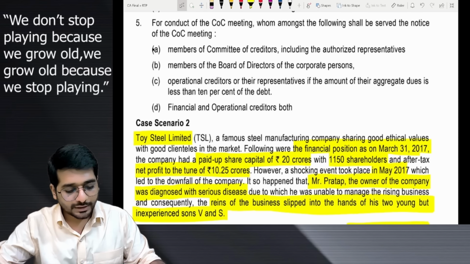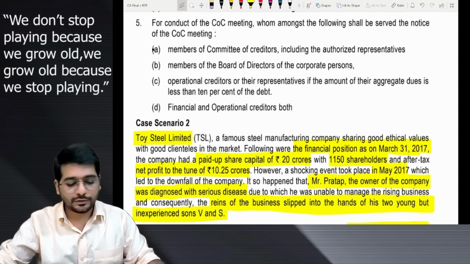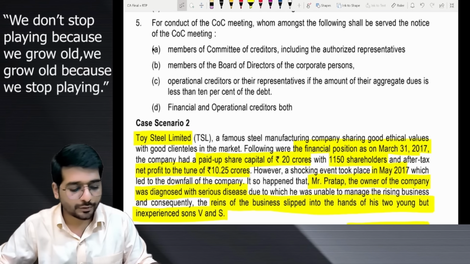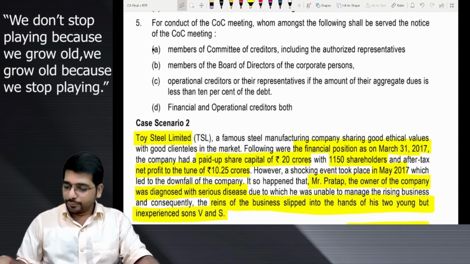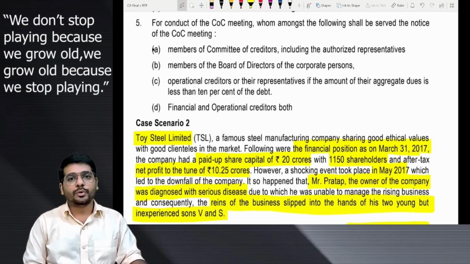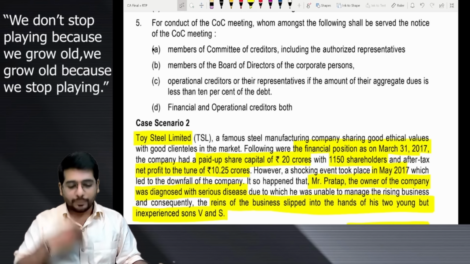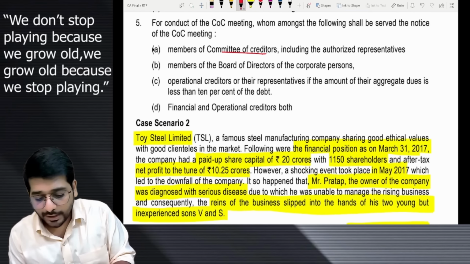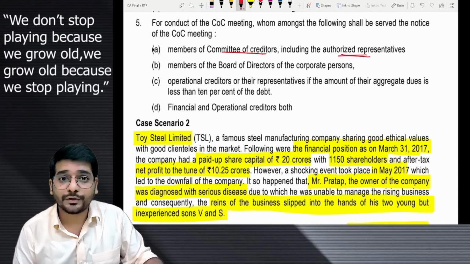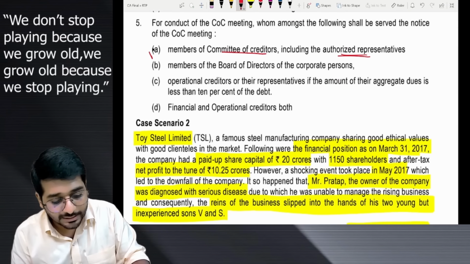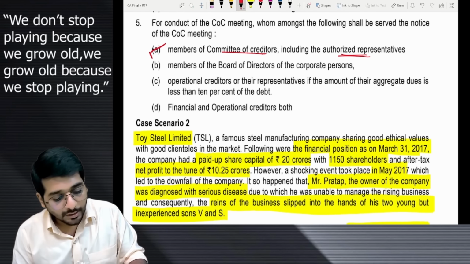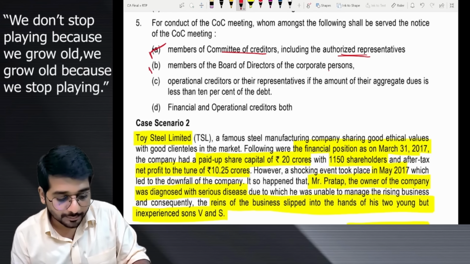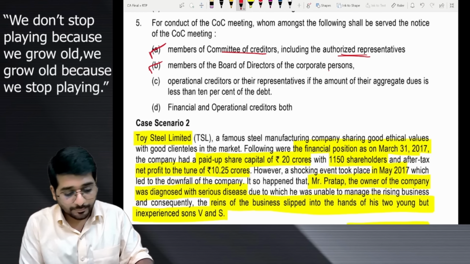Fifth one. Sir, for the conduct of the COC meeting, whom against the following shall be served the notice of the COC meeting? For calling for the COC meeting, to whom will you serve the notice? Whom will you invite? Sir, will we call the committee of creditors members, including any authorized representatives in case of operational creditors? Of course, yes. My answer is of course, yes. Members of the board of directors of corporate person, board of directors also we are calling them, yes. Okay, I have 2 right answers.